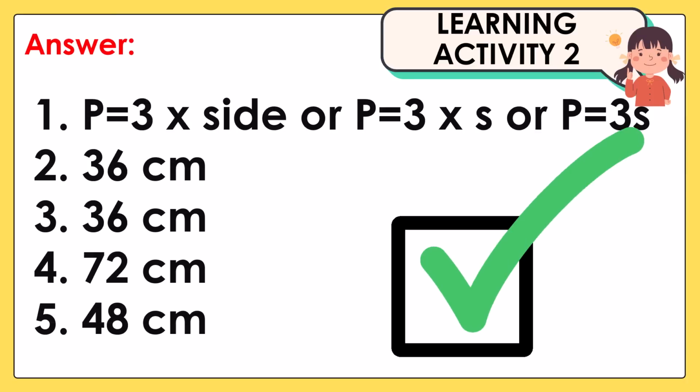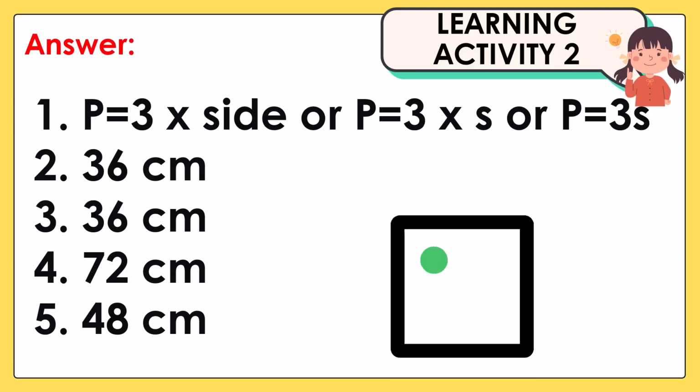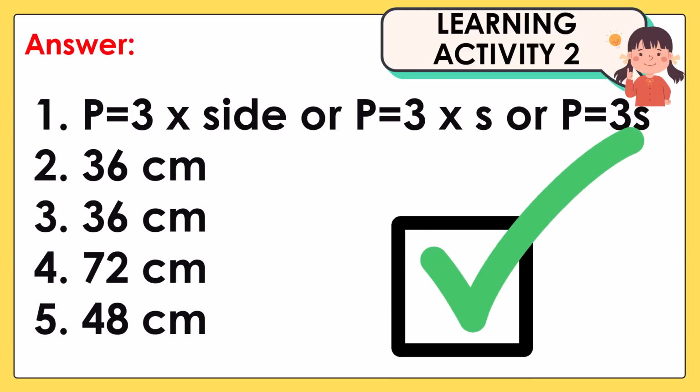Here are the answers. Number 1, P equals 3 times side, or P equals 3 times S, or P equals 3S. Number 2, 36 centimeters. Number 3, 36 centimeters. Number 4, 72 centimeters. And number 5, 48 centimeters.